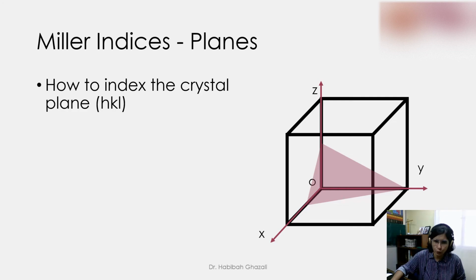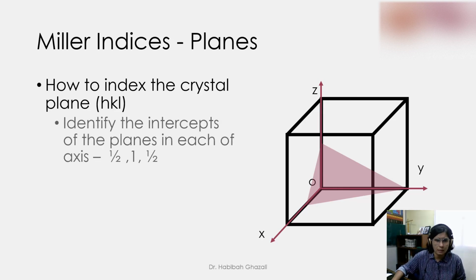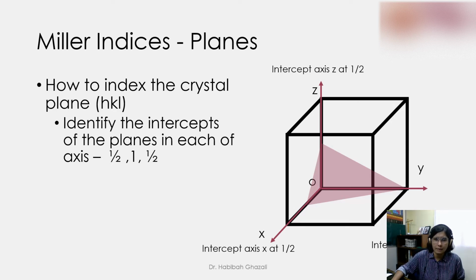What I need to do first is to set up my XYZ coordinate system and set up where my origin is going to be located. To index this plane, the first thing you need to do is to identify the intercept of the plane in each of the axes. At the x-axis, it intercepts at half. You must by now know that this is 1 unit. So in this unit cell, this is 1 unit, and that's 1 unit.